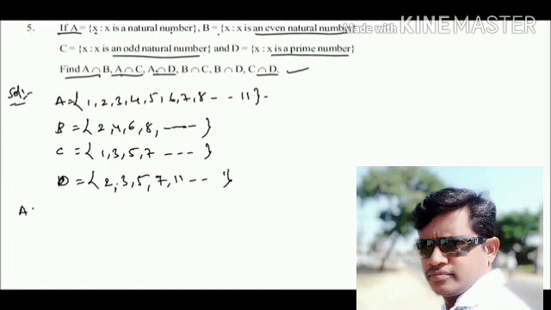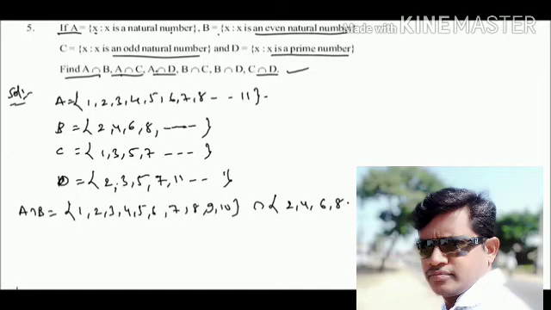So first we find A intersection B. A means the natural number set only, 1 2 3 4 5 6 7 8 9 10 like this. Intersection with B is 2 4 6 8 and so on. Here intersection means the same numbers in both sets, like 2 4 6 8 10. These are the sets A intersection B.